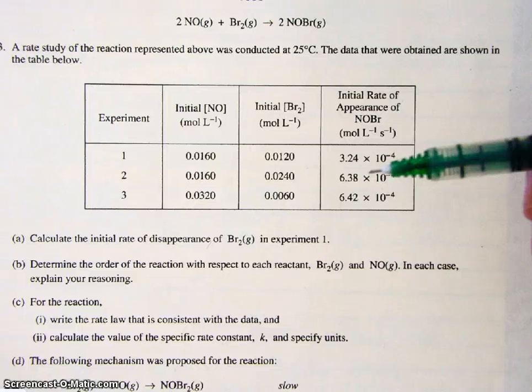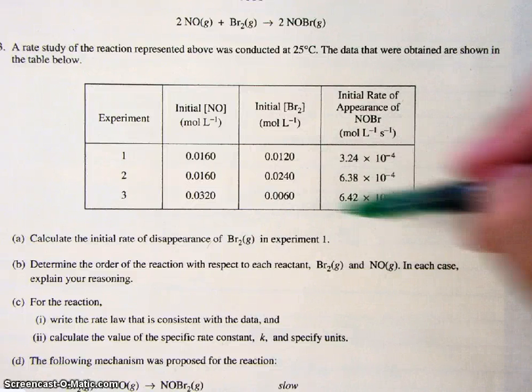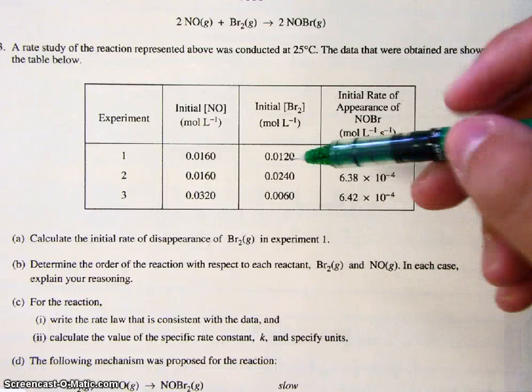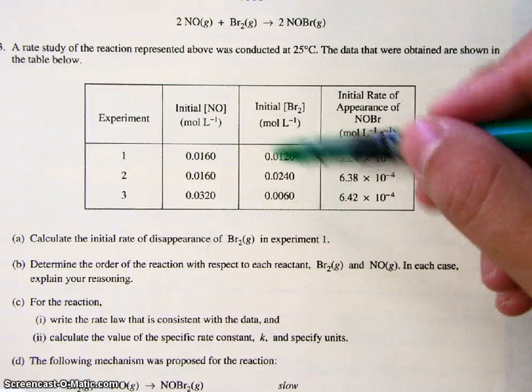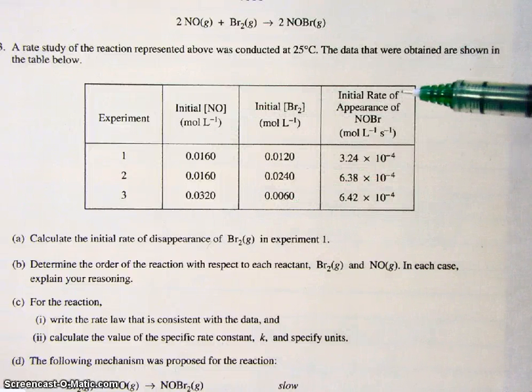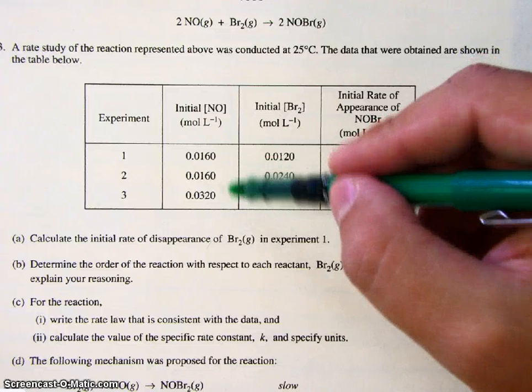So I'm just going to pick out two other experiments. I could pick out 1 and 2, or sorry, I can't pick out 1 and 2. I could pick out 1 and 3 or 2 and 3, because in both of those experiments NO has been varied. So let's compare experiments 2 and 3.